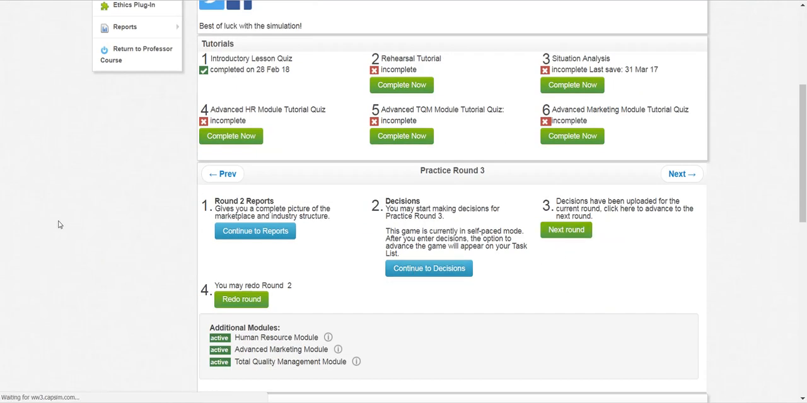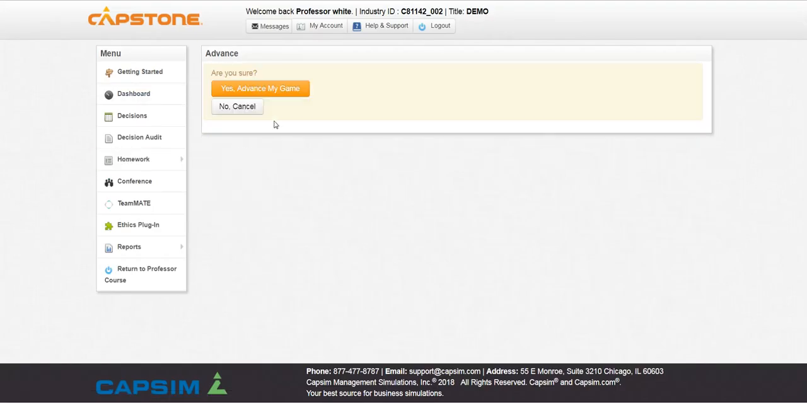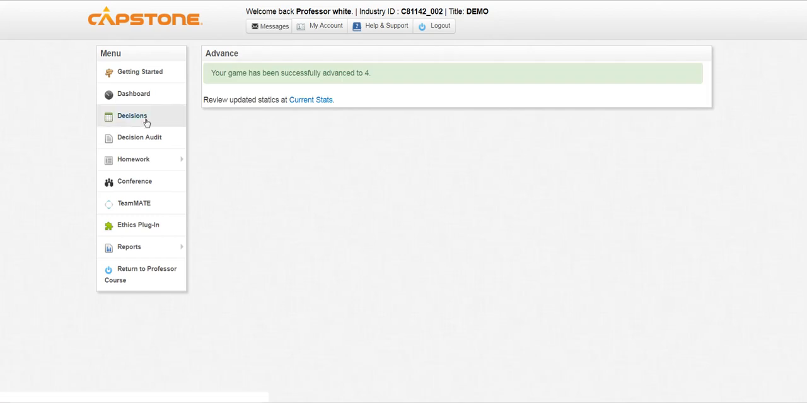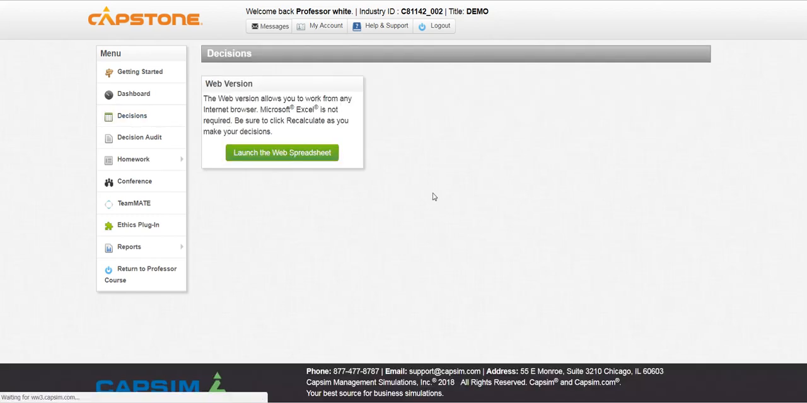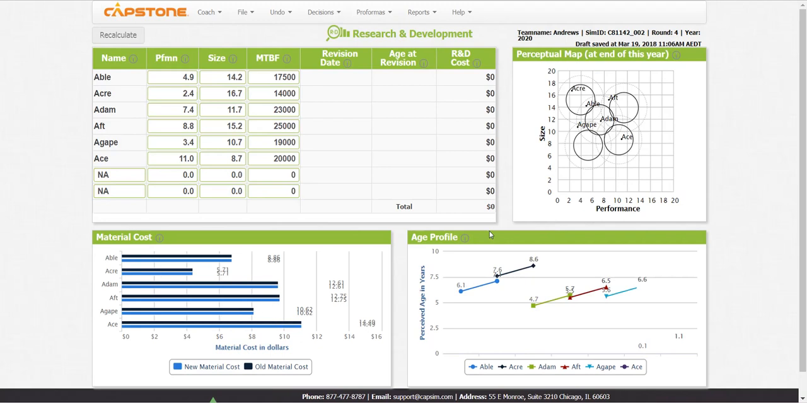Next round, advance, yes, decisions, launch web spreadsheet. Go up to decisions, and in R&D. Fantastic. ACE has moved up there. At the start of the year it's going to be 0.1, which is fabulous, and it's going to be 1.1 at the end. But if we do something here this year, we'll knock that age back a little bit.